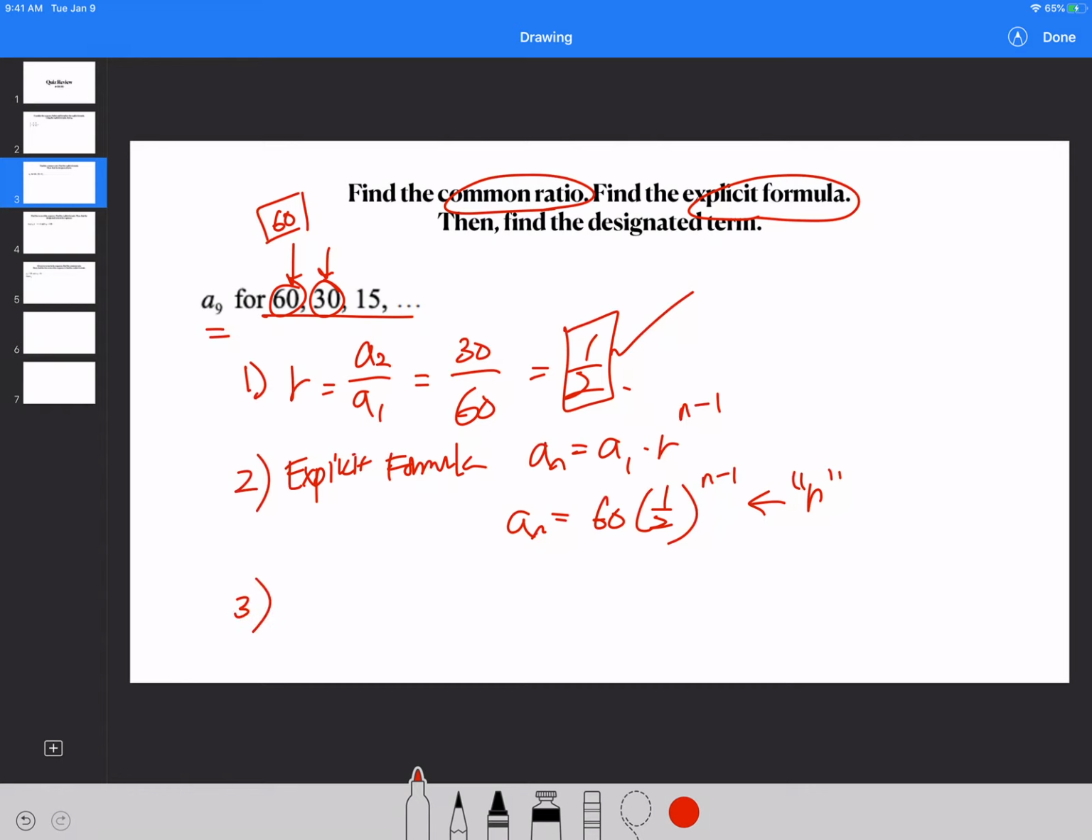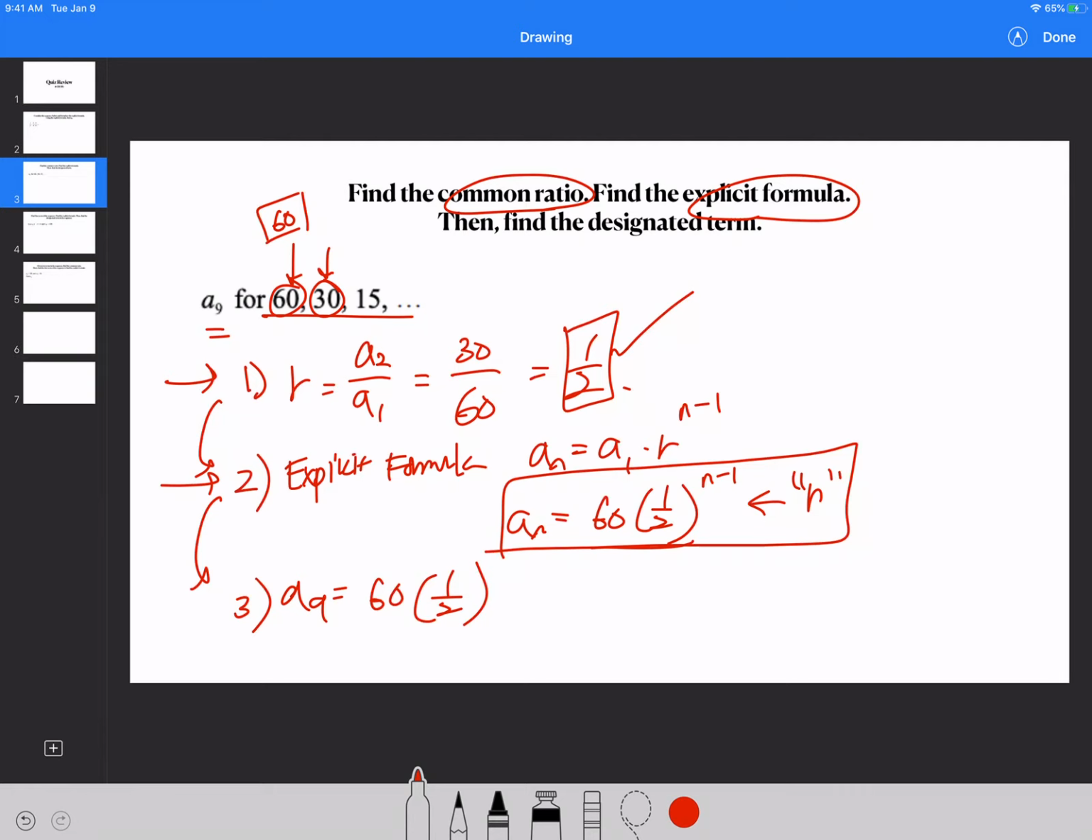Number 3. Then find the designated term, a sub 9. Well, all I got to utilize then, it's kind of like a domino effect. I used number 1 to solve for number 2, and I used number 2 to solve for number 3. Because I'm going to use this explicit formula, 60 times 1/2 to the power of 9 minus 1. So 60 times 1/2 to the power of 8. So take your calculator out and take 1/2, raise to the power of 8, multiply by 60. And so I'm going to get 0.234, or 0.23 is fine. Next question.